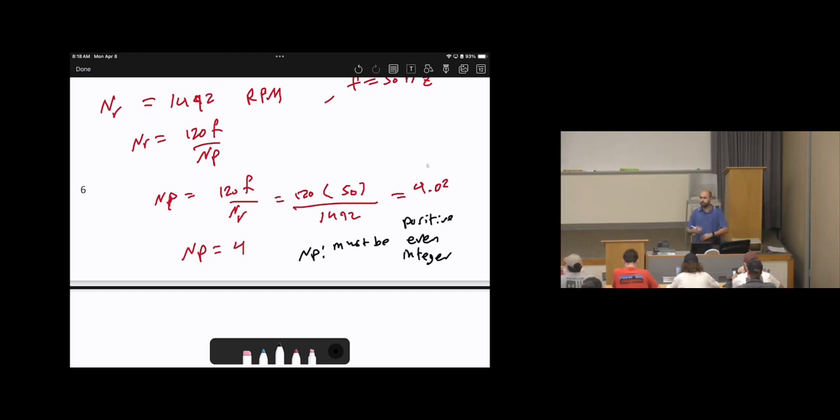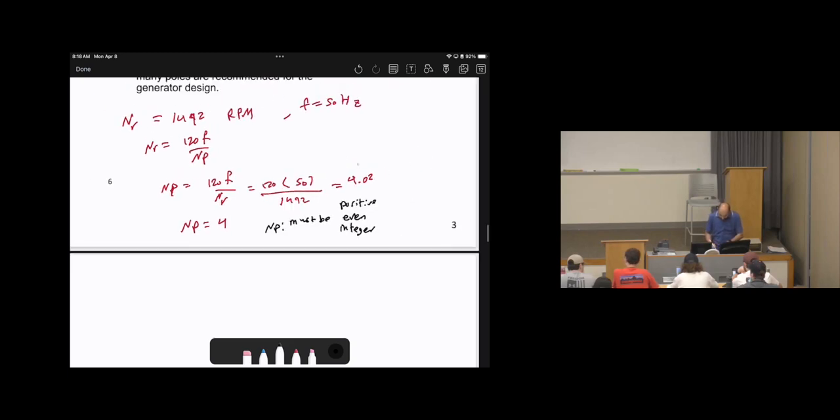So for example, when you do your calculation, if it's 3.5, the closest one is 4. If it is 4.5, the closest one is 4. Something like that. Okay? 5.5, the closest one is 6. So it must be an even integer. If you find number of poles at 3, no, make it the closest one. Maybe you can make it 4. Okay? Again, number of poles must be an even integer. Then we will say the number of poles equals 4.